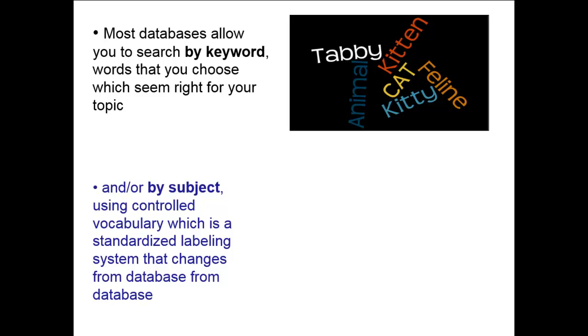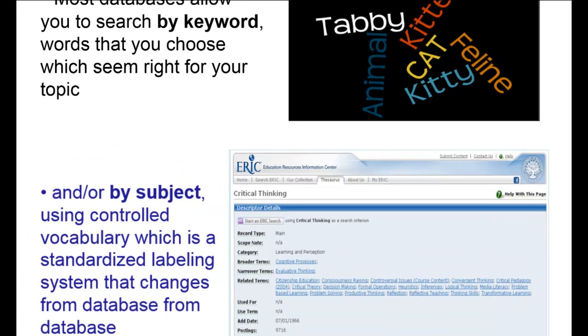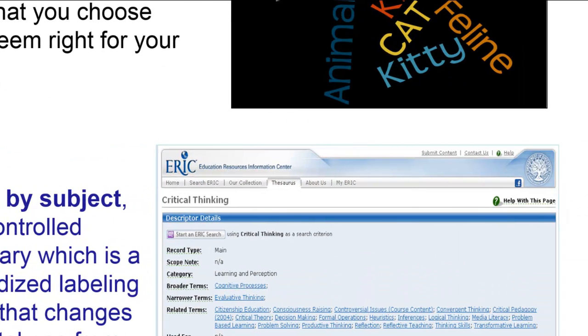Or you can search by subject, which is using controlled vocabulary, which is a standardized labeling system that changes from database to database. Here we have the ERIC database, and the search term we're looking for, to see what other search terms are related to it in ERIC, in the descriptor details, is critical thinking. There we have critical thinking, and you can see there's a section called related terms.